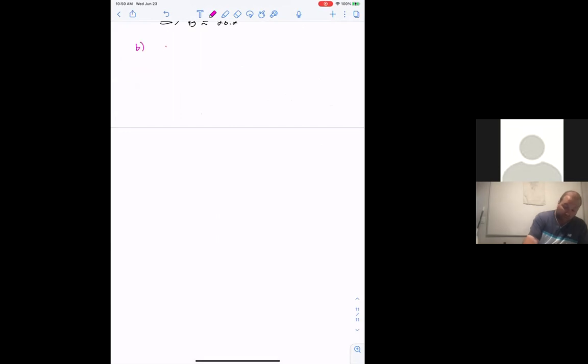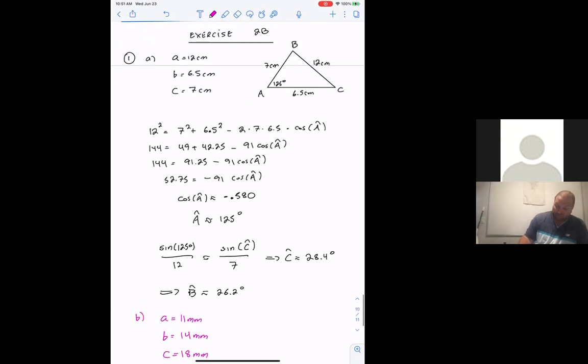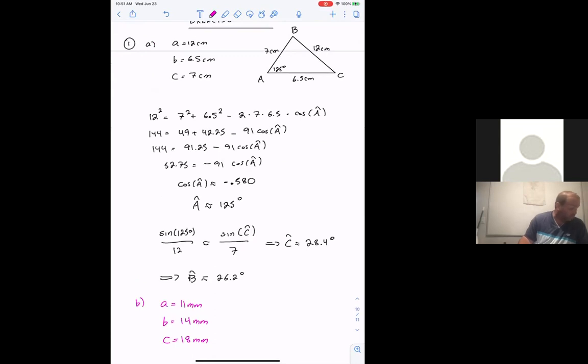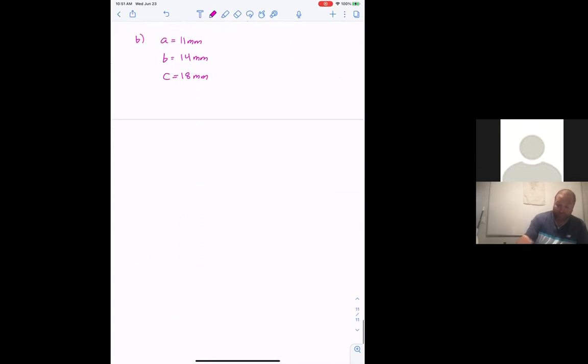For B, I'm given that A is equal to 11 millimeters, B is equal to 14 millimeters, and C is equal to 18 millimeters. So this is really the same as the last one, just different numbers. So here's vertex A, vertex B, vertex C, opposite A, 11 millimeters, opposite B, 14 millimeters, opposite C, 18 millimeters. Let's find C hat first because it's the largest angle, because it's opposite the largest side.